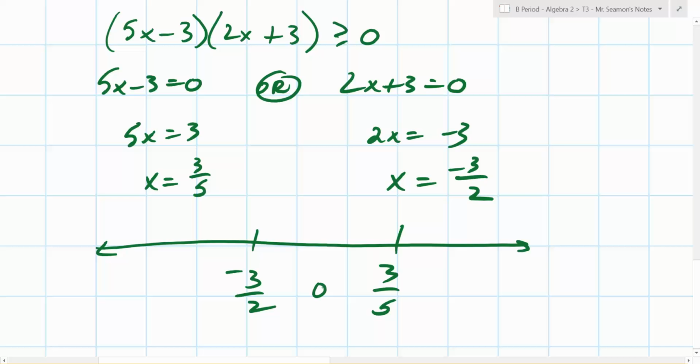Test the easy ones, right? And what's really easy over here on the right? How about 1 and how about -2? So test those to see. We know here there's 0, right? There's 0 there, but we need to know if it's positive or negative in those regions.